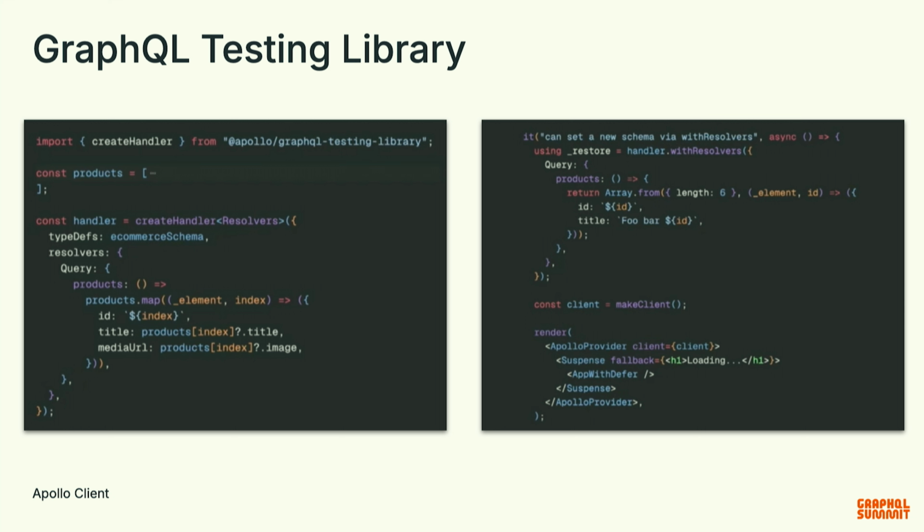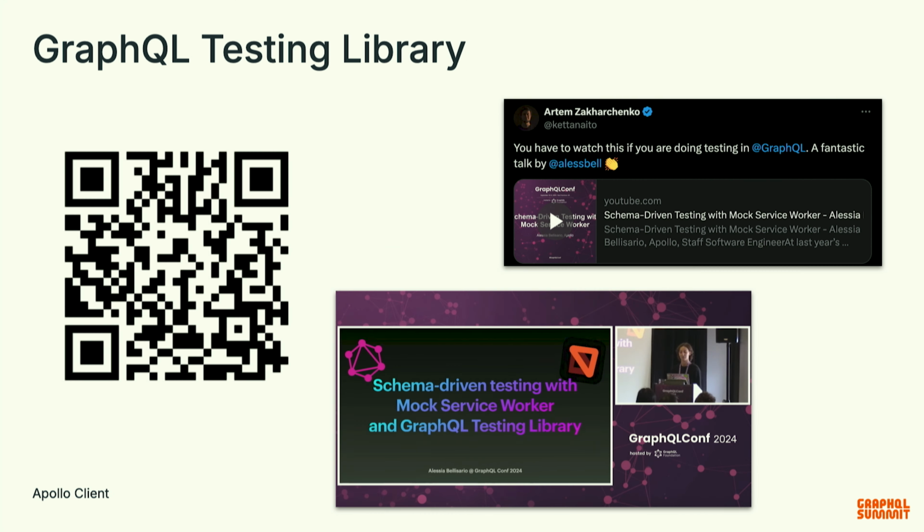We're also really proud to introduce GraphQL testing library. These are just a few snippets of code that I think illustrate the power of this pattern. This is a schema-driven testing approach that is what we think is a lot more powerful than what MockedProvider gives you today. You can use this today. I forgot to put the npm install command in here, but you can do @apollo/graphql-testing-library to start getting your hands on it today.